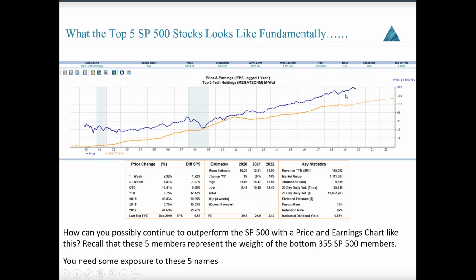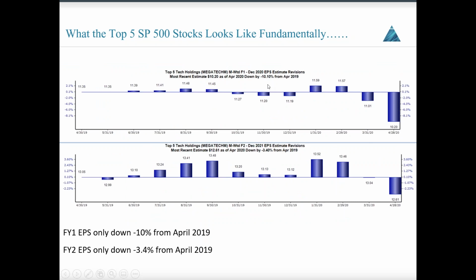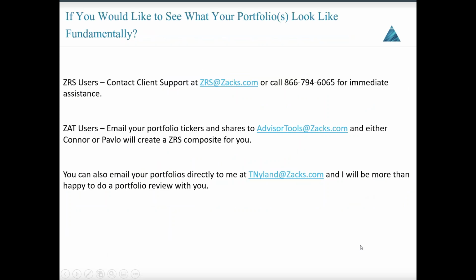The S&P 500 is a tough benchmark to beat because of the biases built into the benchmark. You've got to be aware of this bias. This is how tough the S&P 500 is to beat, because you're competing against the top of the top technology names in the world. This is what it looks like fundamentally. The top 5 names are only down 10% from a market-weighted average from a year ago. That's incredible. FY2 is only down negative 3.4. That's your competition. That's where you need exposure.